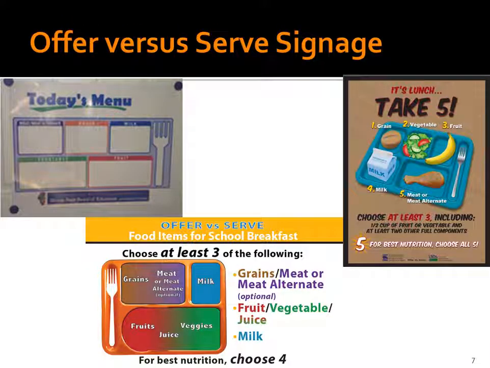Here's some Offer versus Serve signage that you can use. The top left picture of the today's menu was mailed to all the school food authorities over a year ago to help you be in compliance. If you need any more of these, you can call the office to have more mailed to you. The other poster on the top right is from USDA and it is for lunch meal service. And the bottom poster is for breakfast.